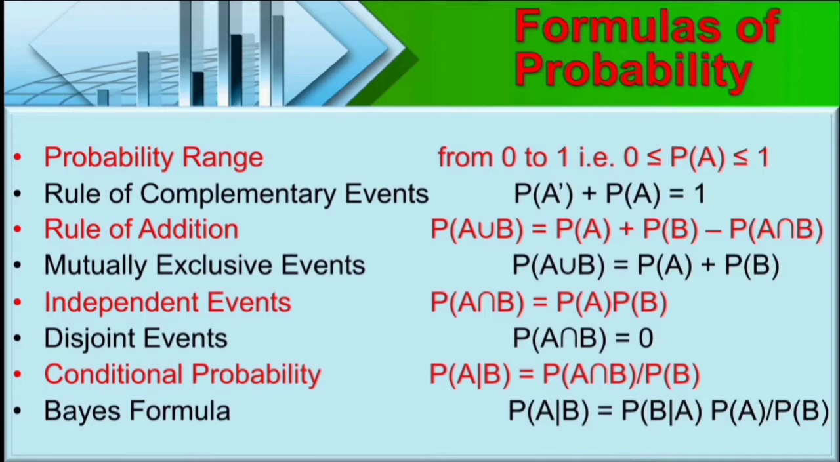Then mutually exclusive event. Probability of A union B is equal to probability of A plus probability of B. Then independent event. Probability of A intersect B is equal to probability of A into probability of B. Then disjoint events. Probability of A intersect B is equal to 0. Then conditional probability. Probability of A given B is equal to probability of A intersect B divided by probability of B. Then Bayes formula. Probability of A given B is equal to probability of B given A into probability of A divided by probability of B.